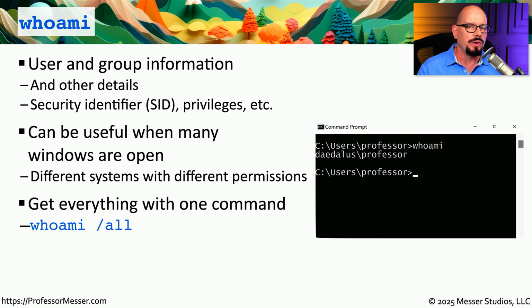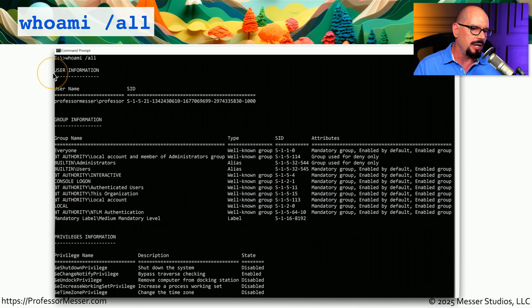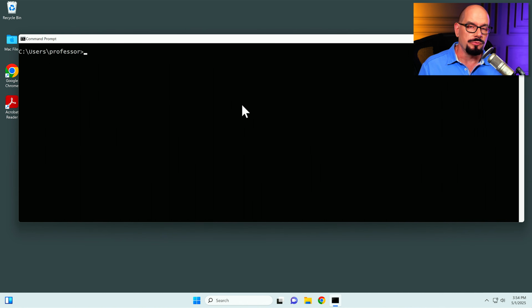And one of the more useful options of the whoami command is whoami /all, where it's showing you more than just the name of the device and the user who's logged in. It shows you information about the user, their SID, group information, any attributes associated with those groups, and privilege information, all in one single screen. This is a command you can run relatively quickly.